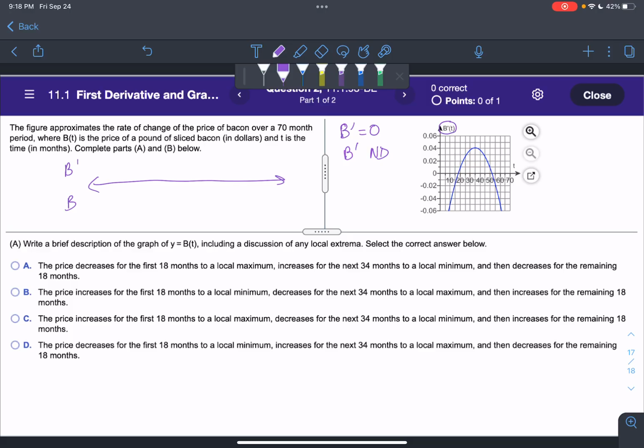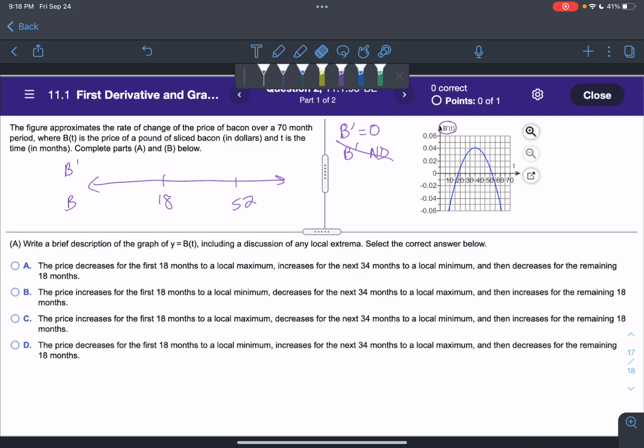Okay, so it looks like our derivative is defined everywhere. It's a parabola, so we won't have this case. But where is it 0? That looks to be perhaps, I don't know, 18? Maybe? And we can kind of guess by the numbers they give us in the answer, right? 18 and 34, or 34 plus 18, because it says the next 34 months, so 52, right? That looks like a little more than 50, so maybe 52. It's okay if we're not exact.